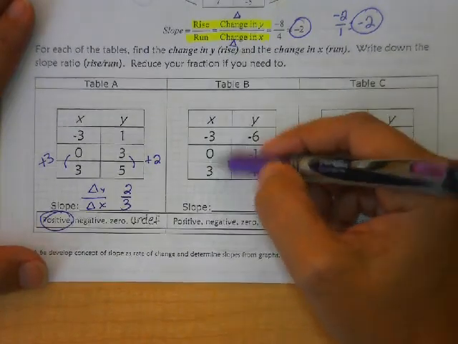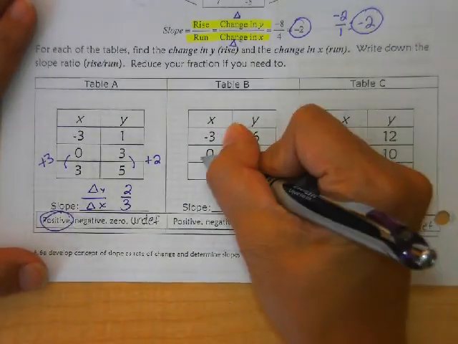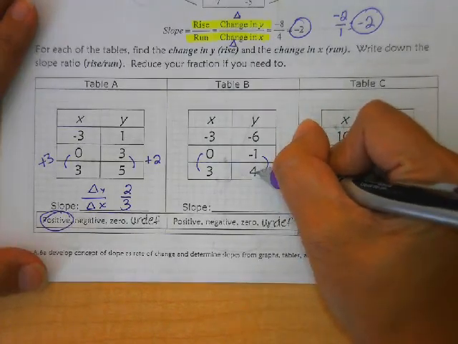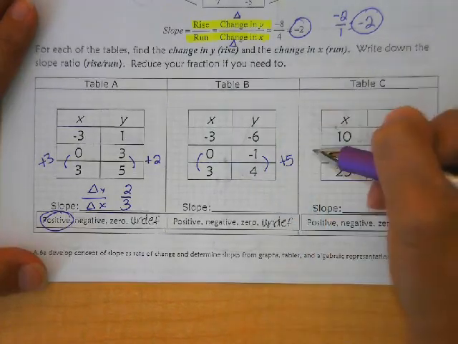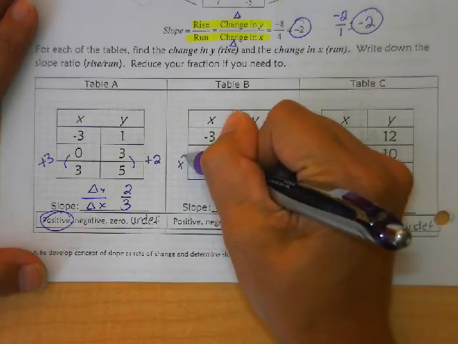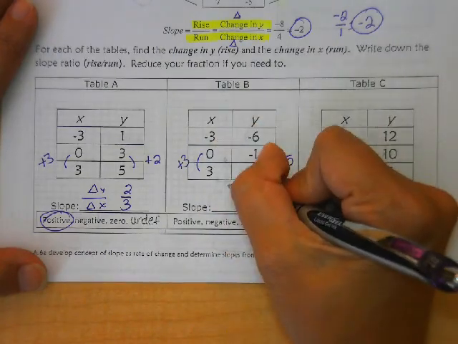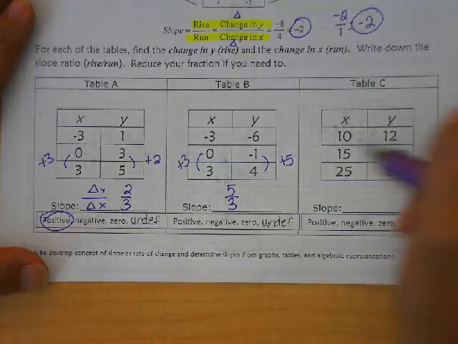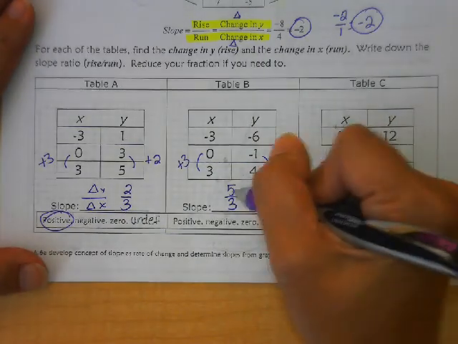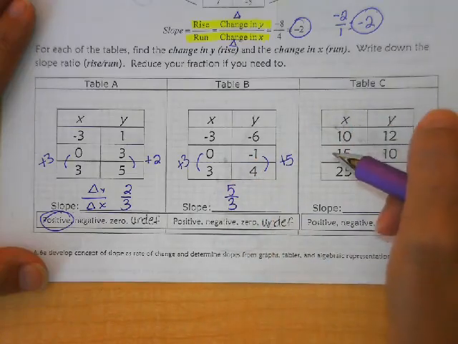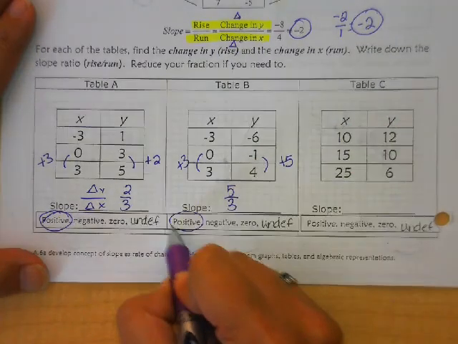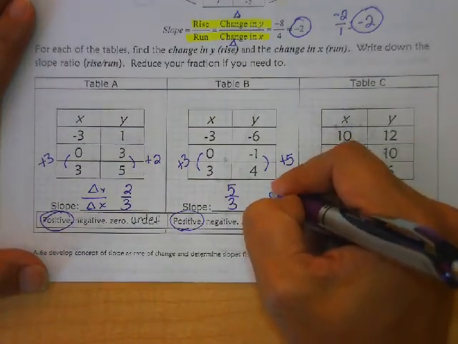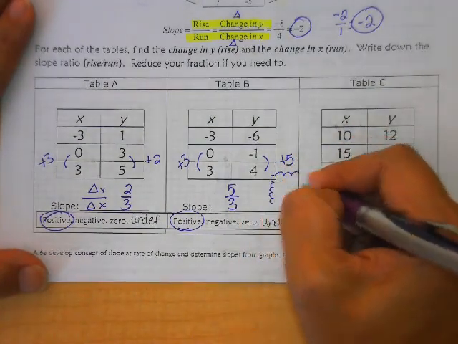Here I don't really have a choice with the negatives. I'll do these because then I only have one set of negatives to deal with. Negative 1 to positive 4, that means we went up 5. And 0 to 3 is plus 3, so 5 over 3. We are not going to change this to 1 2/3. Slope needs to be a fraction. Keep it improper because, again, on your graph, that means you're counting up 5 and over 3.